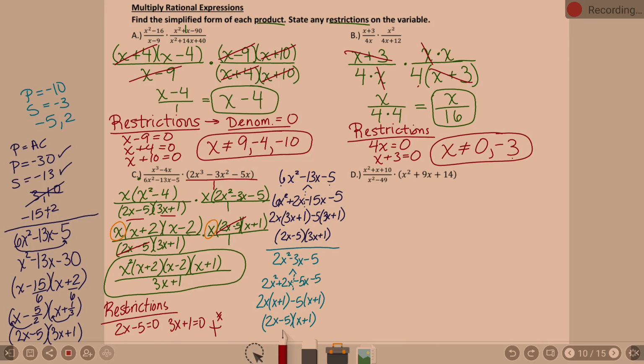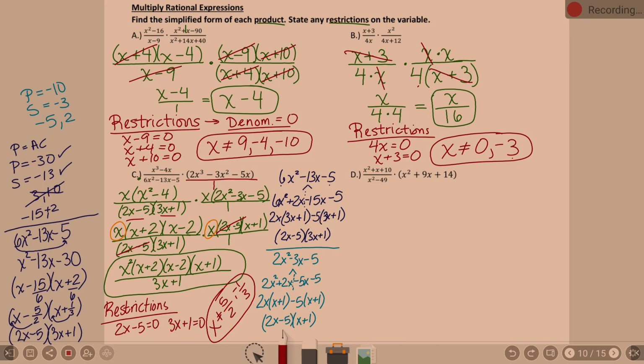Add 5. Divide by 2. x is not 5 halves. 3x plus 1. Subtract 1. Divide by 3. x is not -1/3. I didn't even show my step there. Okay? I'm going to hope and assume that we can solve that basic equation at this level. I have to be careful there, but. Okay. I started us off rough today. You've seen a little bit of all the factoring in that one problem, folks.